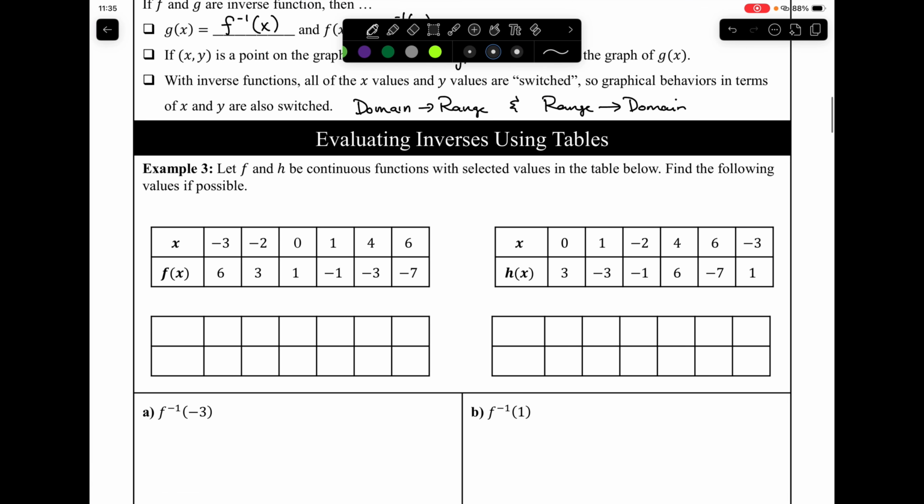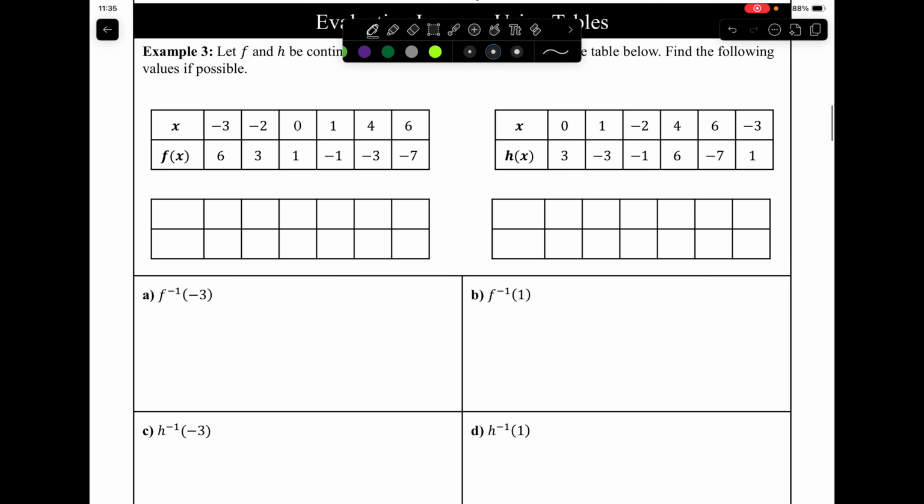Okay, so let's take into account this example right here. Let f and h be continuous functions with selected values in the table, and let's find all the possible values for this. So here we have this table, and the first thing we're going to do is figure out what the inverse of the value of f is when x is equal to -3. Since the concept, again, is that the inverse simply switches the x and y value, let's use the table underneath to create a table of values for the inverse of f.